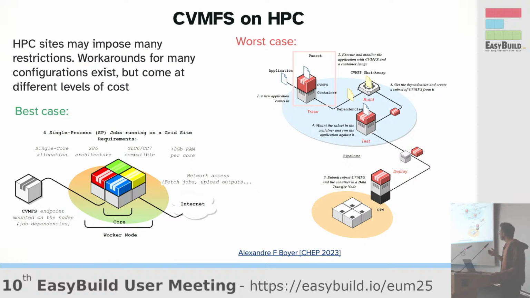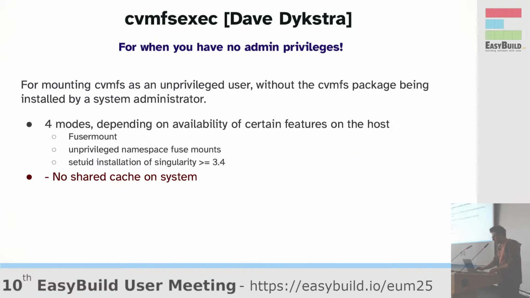So the best case for CVM-FS is always the one that's shown here. You have a core, it has access to the internet, and it has CVM-FS basically mounted directly on the node, which can talk to the Stratum 0. And the worst case is here, where you have no internet, no possibility of talking to the Stratum 0. And there are quite a few workarounds that go into doing this. I'm going to talk about these now.